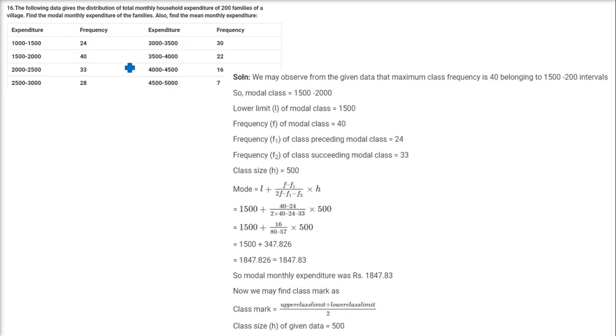So here you see which is the highest frequency. Highest frequency is 40. In this column, find the highest value. So we have 40. So this will be our frequency. This will be our F1, this will be our F2, and this will be our lower limit, 1500. And 1500 minus 1000, that is 500, will be our H. Just put in here, you get 1847.83.